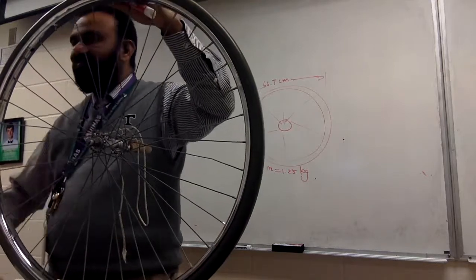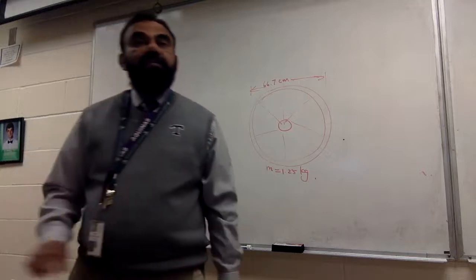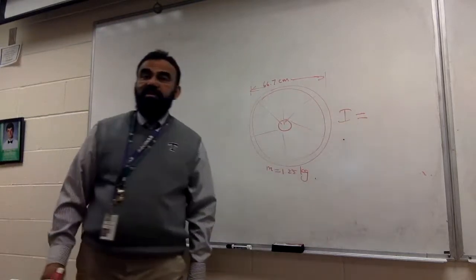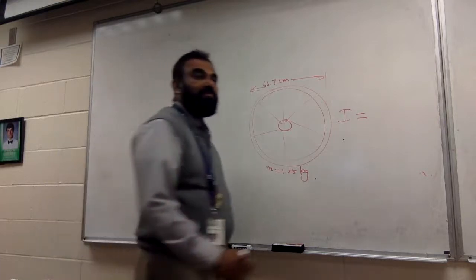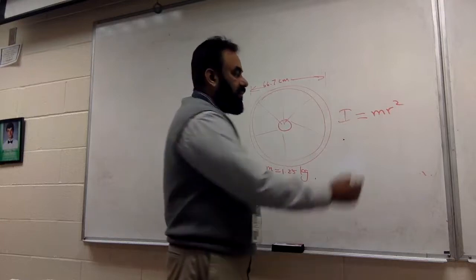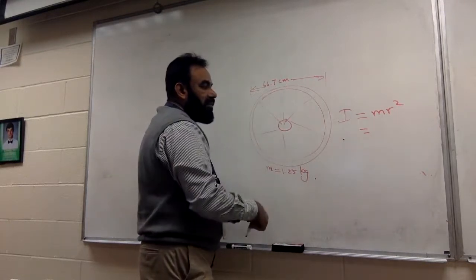Pretty close. What's the formula for the moment of inertia of a bicycle wheel? What do you consider this as? I guess it would be a ring. It will be a ring. So it's mr square. Now, radius is not given, but diameter is given.